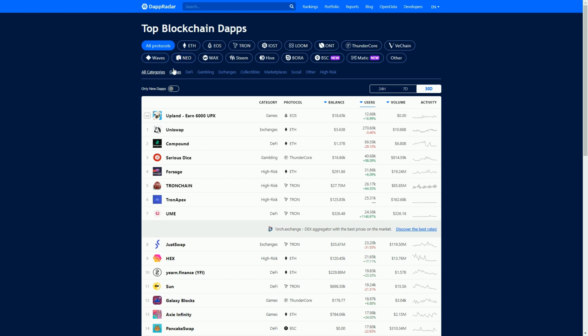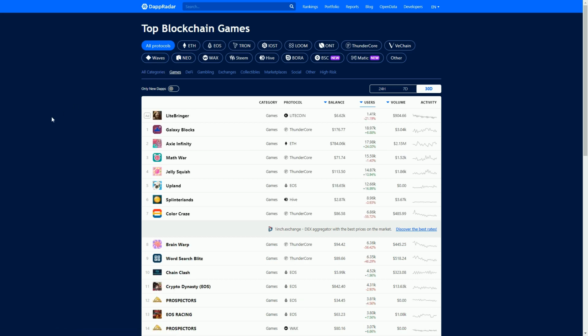What I'm going to do is go to the games category. This is just looking at all the games, and I'm going to go via the different blockchains. Dapp Radar actually tracks 17 blockchains. Not all of them have games on, or at least active games. But let's just have a quick look through and see what's going on.